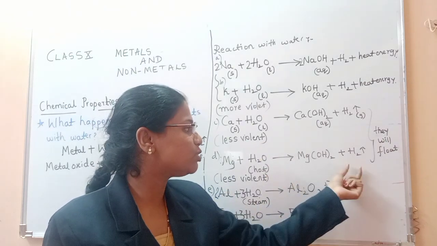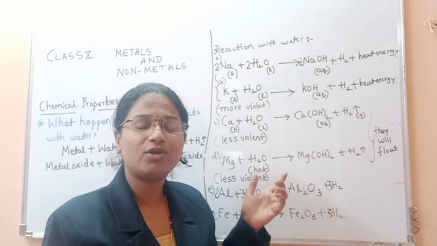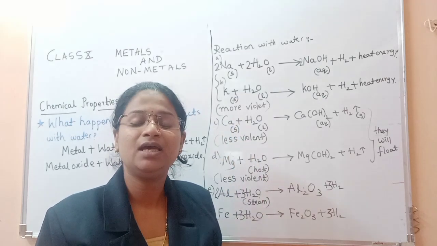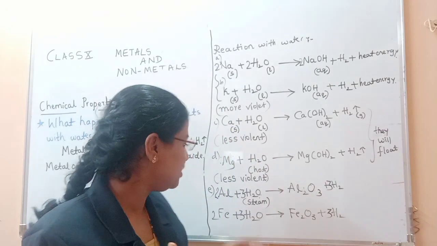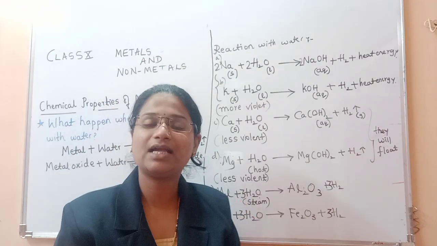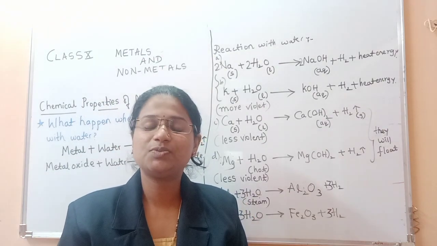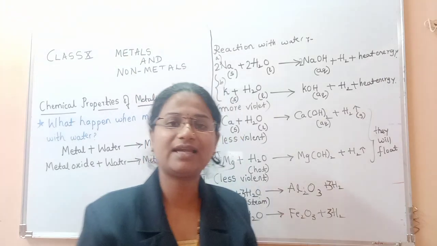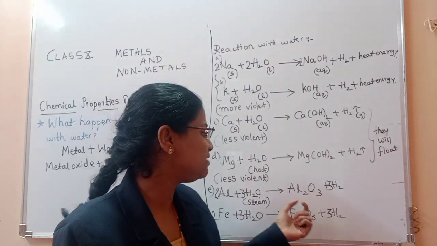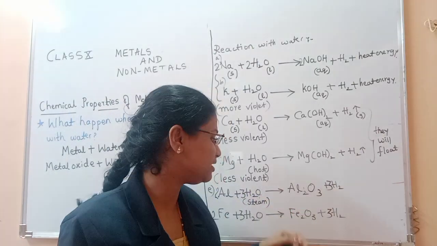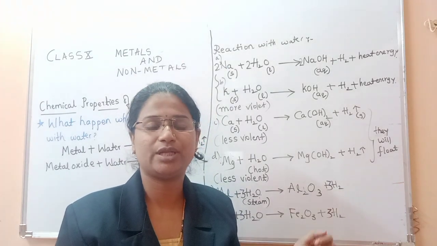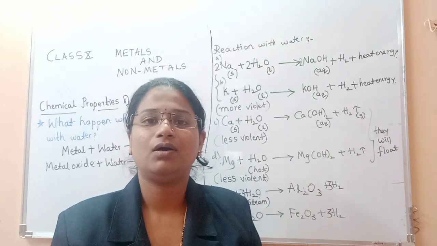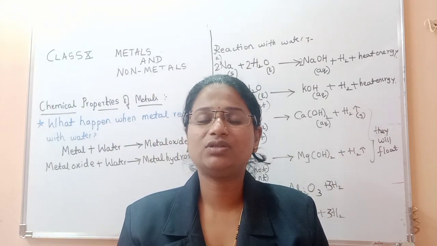So here the bubbles of hydrogen will accumulate or stick to the metals like calcium and magnesium. This makes them float. Then metals like aluminium, iron, zinc will not react with the water directly. These will react with the steam. So when they react with the steam, we will get aluminium oxide, and here it will be iron oxide, with the liberation of hydrogen.